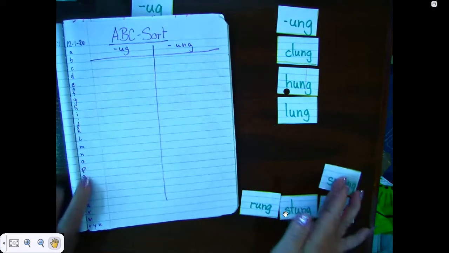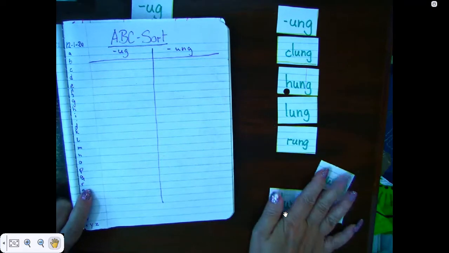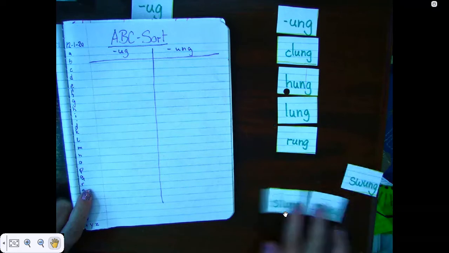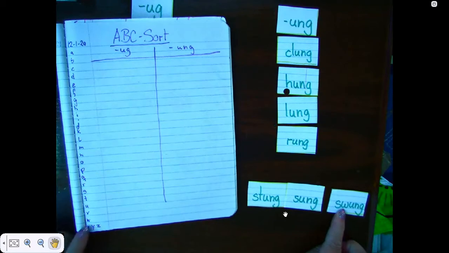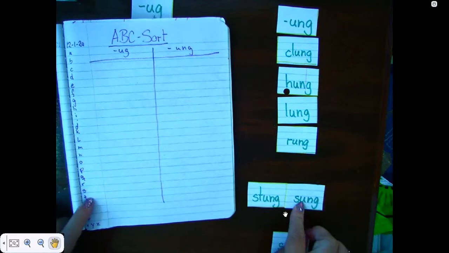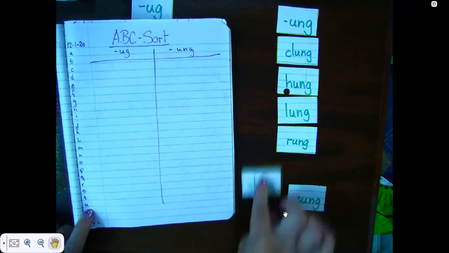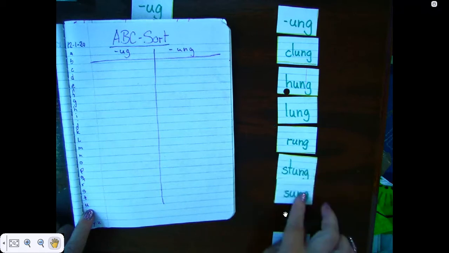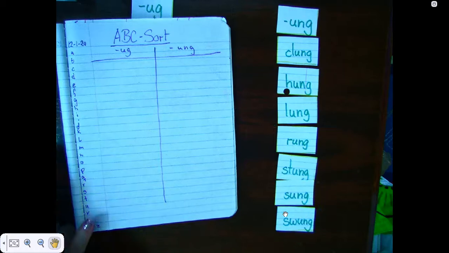M, N, O, P, Q, R, rung. And look, I got three words with S. So I need to look at the second letter. This is a T, a U, and a W. Oh, I know the W is going to be last. So I can already put that. So T and U. So T is here and U is right underneath it. So T comes first. Then S-T, S-U, S-W. There's my ABC order.